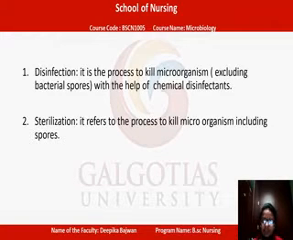The second is sterilization. Sterilization is the process by which you are able to kill the microorganisms including the spores. So the main difference between disinfection and sterilization is that in disinfection you are able to stop the bacteria but not completely kill the bacterial spores, but in sterilization you are able to kill the microorganisms including the bacterial spores.